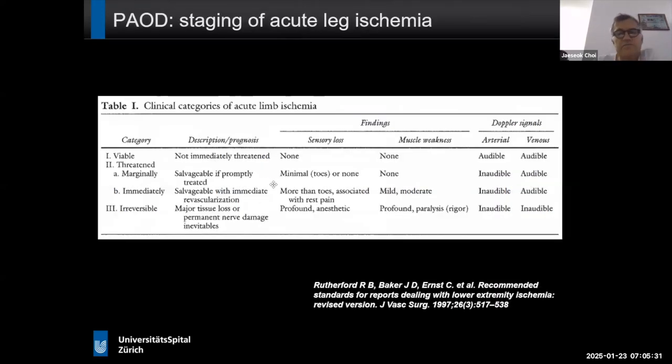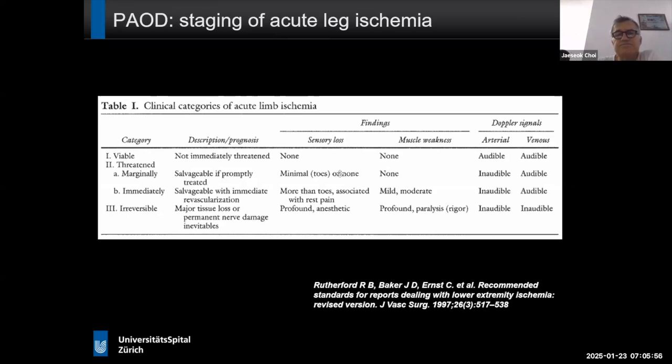On the other hand, we have those stages for the acute limb ischemia. There are like 3 categories, from viable to irreversible. Irreversible meaning whatever you do, you cannot salvage the limb. And this here, as you can see, depends also not just on the pulses, but also the function.